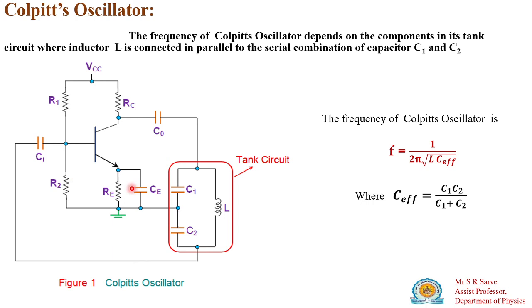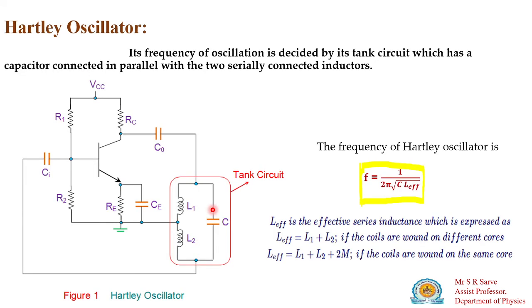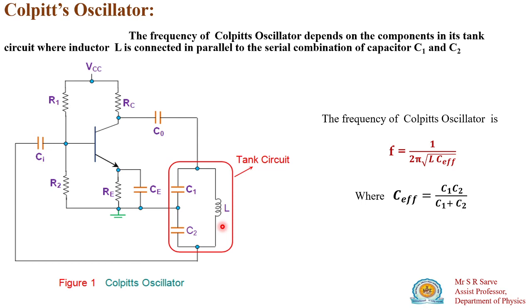Here the components in the tank circuit are capacitors C1, C2 and the inductance. In the previous Hartley oscillator there were inductors L1, L2 connected in series, and a capacitor connected in parallel with the combination of these inductors. But here, in place of inductors there are capacitors C1, C2, and in place of the capacitor there is an inductor. So that is the difference between the Hartley oscillator and the Colpitts oscillator, the difference in the tank circuit.